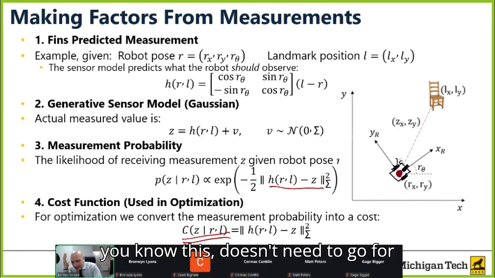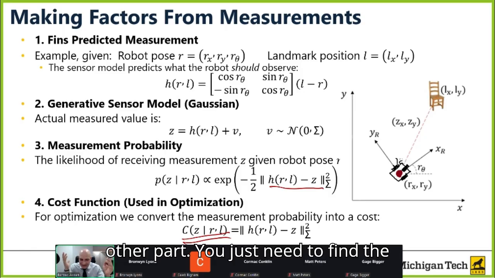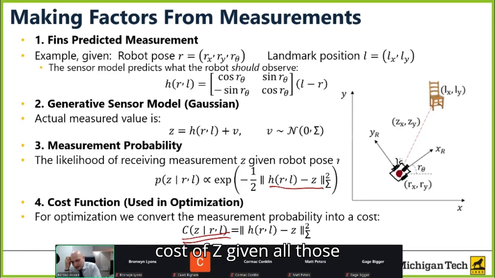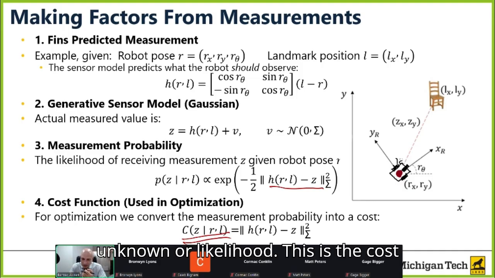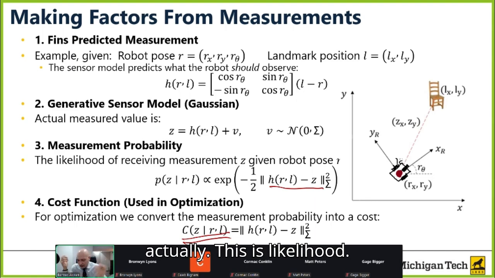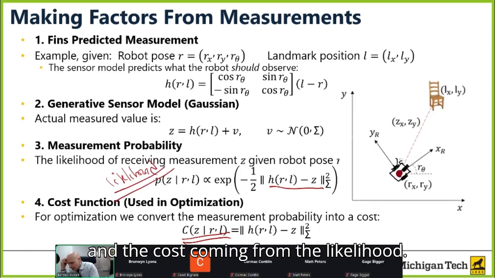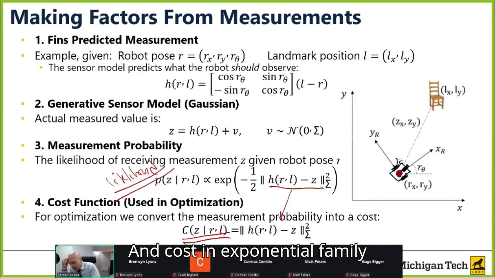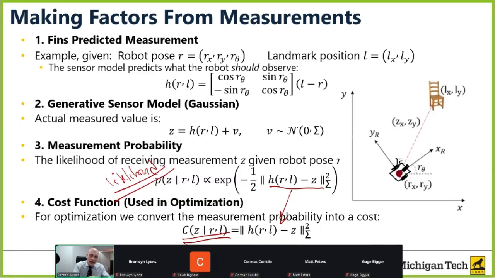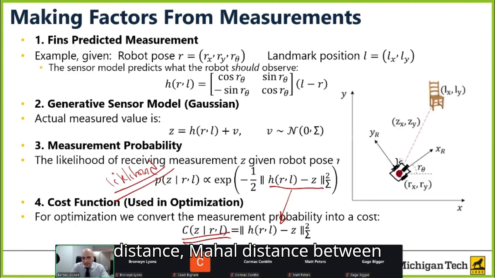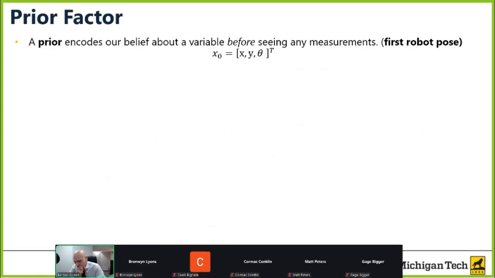Even if you know this, you don't need to go for the other parts. You just need to find the cost of z given all those unknowns, or the likelihood. This is the likelihood cost actually. This is the likelihood, and the cost coming from the likelihood. And the cost in the exponential family is this Mahalanobis distance between predicted measurements and actual measurements.